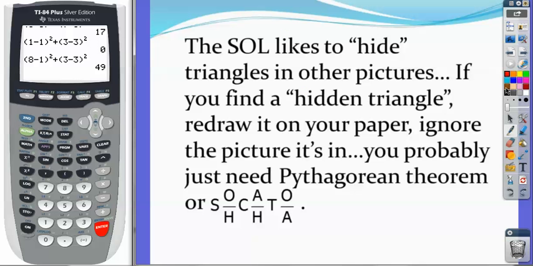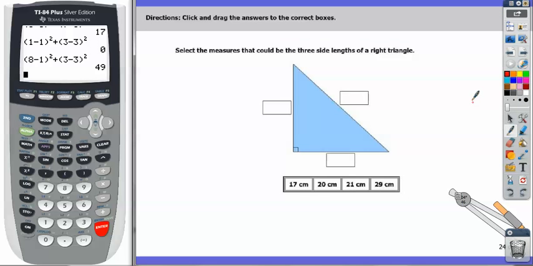Now, here's the big part. The SOL likes to hide triangles and other shapes in other pictures, in other diagrams. If you find one of these hidden triangles, you're going to want to redraw it on your scratch paper. Ignore the picture that it's in, because you probably just need the Pythagorean theorem or SOHCAHTOA. So, this one's probably not in the right spot, but that's okay. We will do it anyways, because it is a Pythagorean theorem problem.